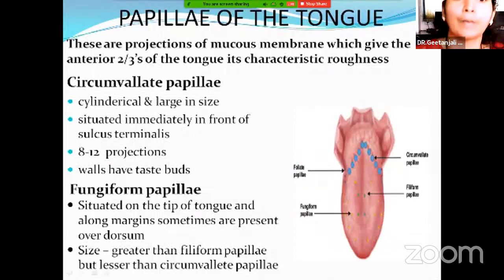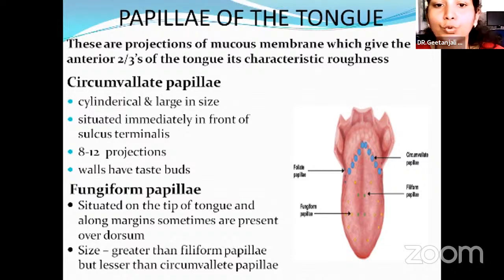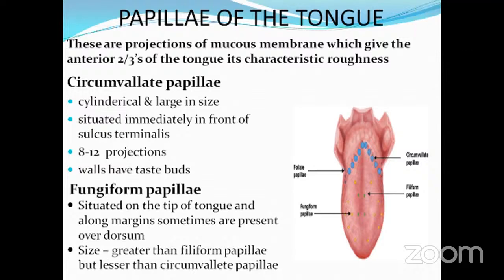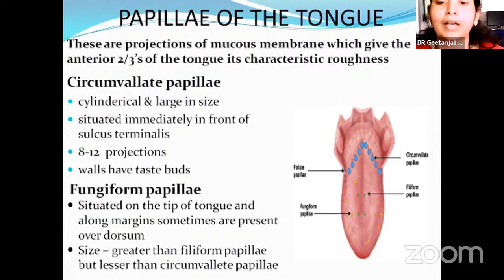Now, next, papillae of the tongue. Papillae are the projections of mucous membrane which give the anterior two-thirds of the tongue its characteristic roughness. There are four types of papillae: circumvallate papilla, fungiform papilla, foliate papilla, and filiform papilla. See here in the figure, there are four papillae present: circumvallate, filiform, fungiform, and foliate.